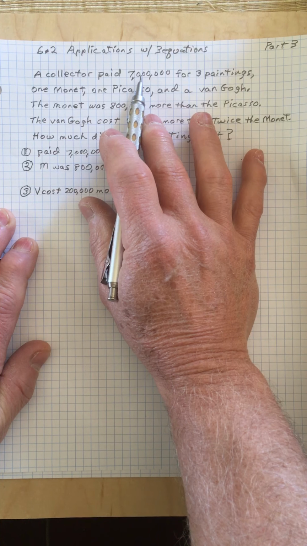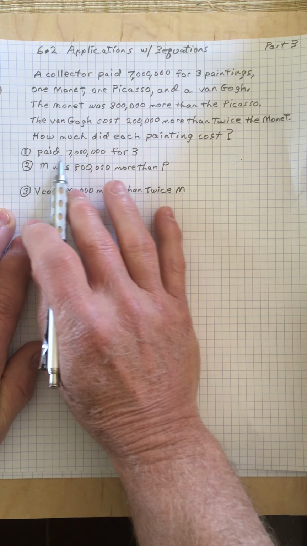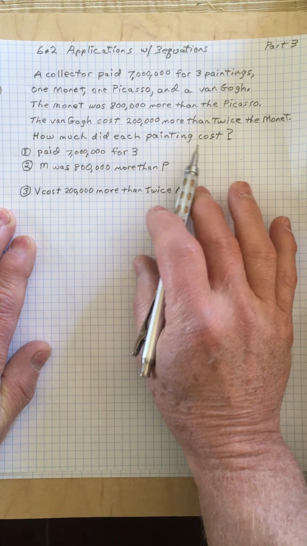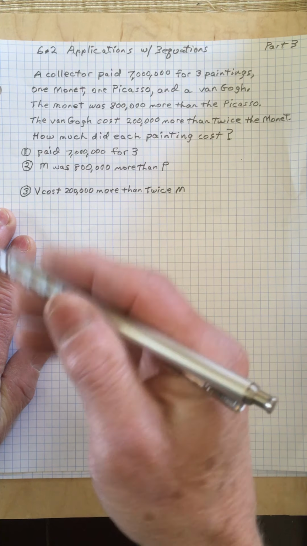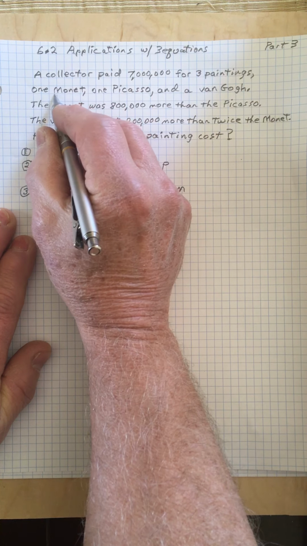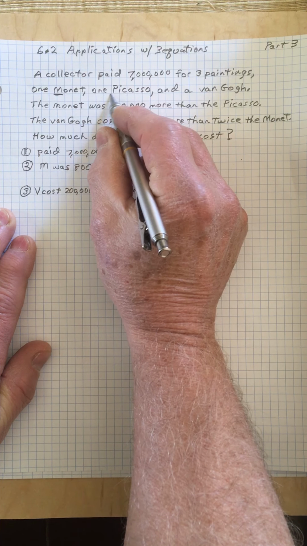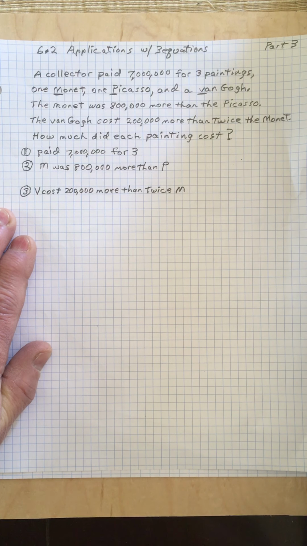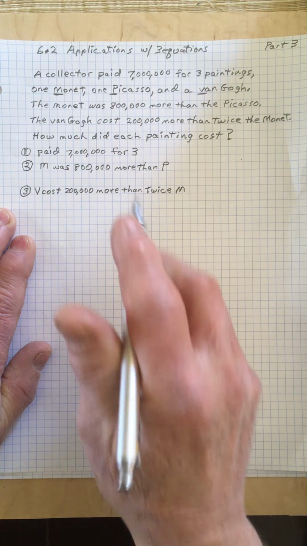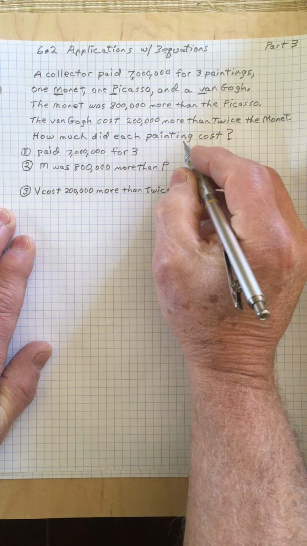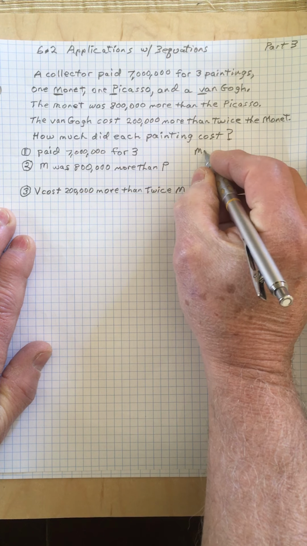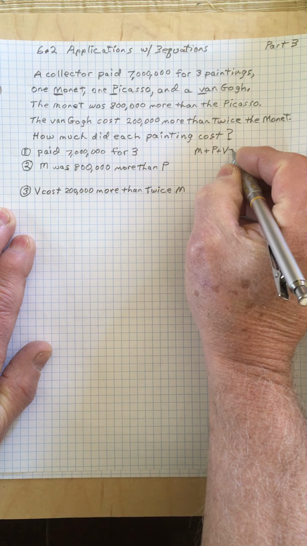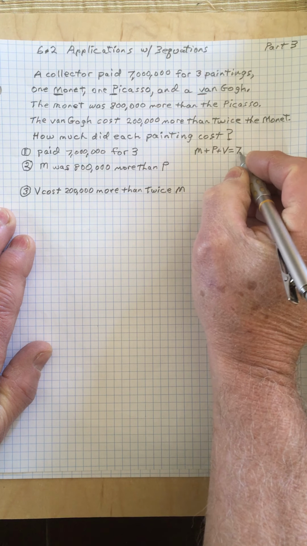A collector paid $7 million for 3 paintings. So that's going to be here. Paid $7 million for 3 paintings. So I need to make an equation out of that. I'm going to need 3 variables. X, Y, Z is fine. What I'm going to do is use M for Monet, P for Picasso, and V for Van Gogh as my variables. So that means Monet plus the Picasso plus the Van Gogh totaled or equaled 7 million.